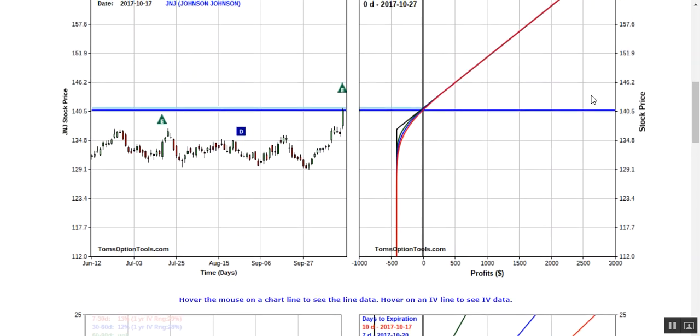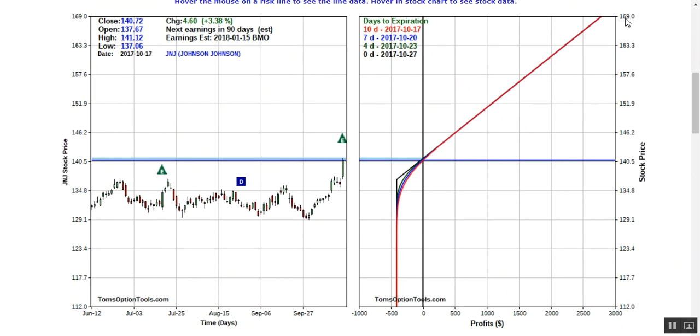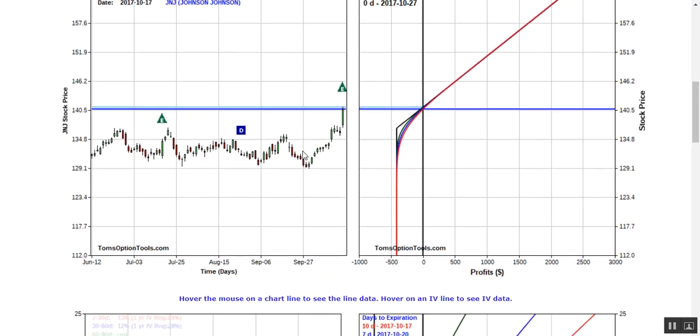What we're going to do is tighten up this risk graph. I'm going to take this upper limit of 169 and the lower limit of 112 and zoom in a little bit. So I'm going to use just under the support level at 129 here, and I'll call it 128 for the lower limit, and about a point or two above the current price of Johnson & Johnson, which is about 140 and a half right now, I'll put the upper limit at 142.